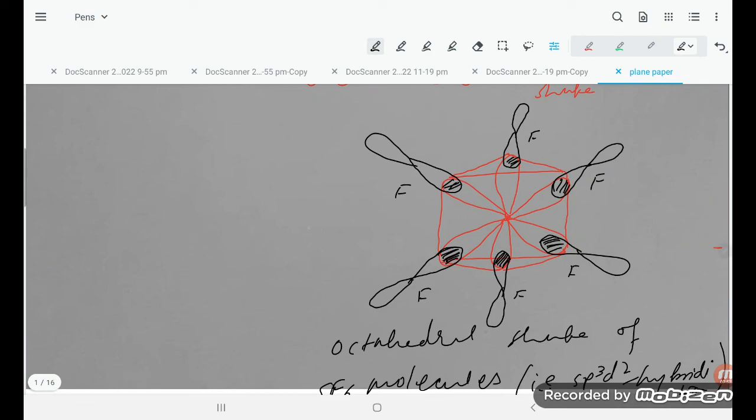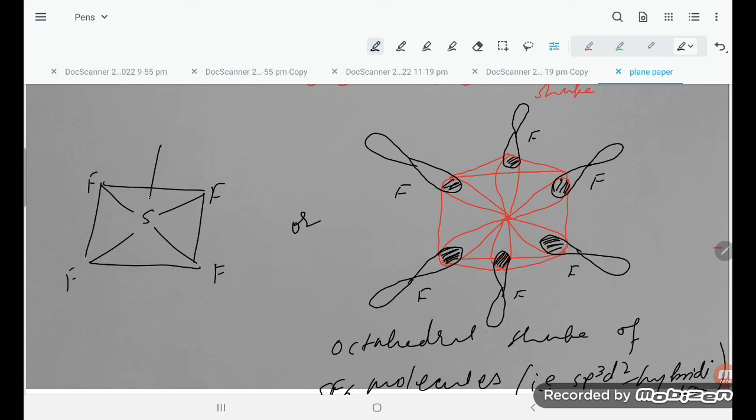If you are drawing it, sulfur is here. One fluorine is here, another fluorine here, and another here, so this is the square planar arrangement. Then one sulfur-fluorine bond goes up, and another goes down. So you will find the octahedral shape.